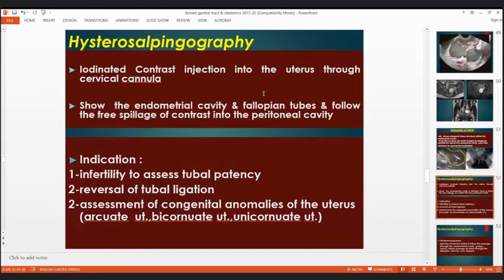Now we come to the investigation hysterosalpingography. We said that the role of X-ray in assessment of the pelvic organs is limited to hysterosalpingography. In hysterosalpingography, we inject iodinated contrast into the uterus through a cervical cannula. It will show me the endometrial cavity, the fallopian tubes, and follow the free spillage of contrast into the peritoneal cavity. The indication of hysterosalpingography is mainly infertility, to assess for tubal patency. This is the main investigation that I want you to know about. Also, it is used in the assessment of congenital anomalies of the uterus.